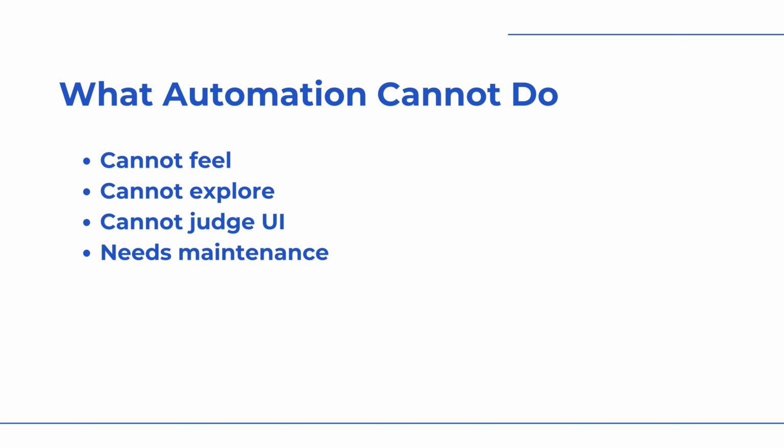What can automation not do? Automation is powerful, but it's not perfect. It cannot feel. So if your UI looks weird, only a human knows that. It cannot explore. Automation doesn't get creative. It cannot judge the design, like a button is ugly, only humans can say that. And it needs maintenance because websites keep changing like weather.